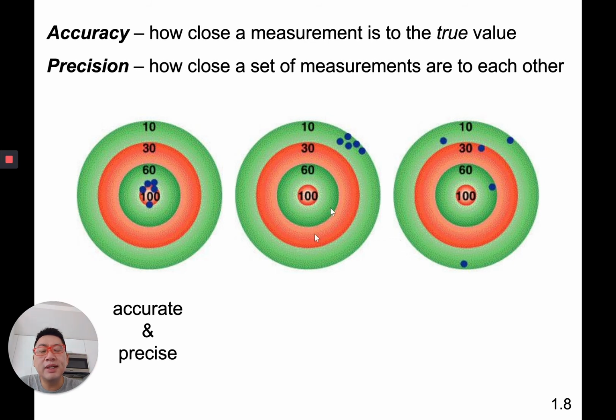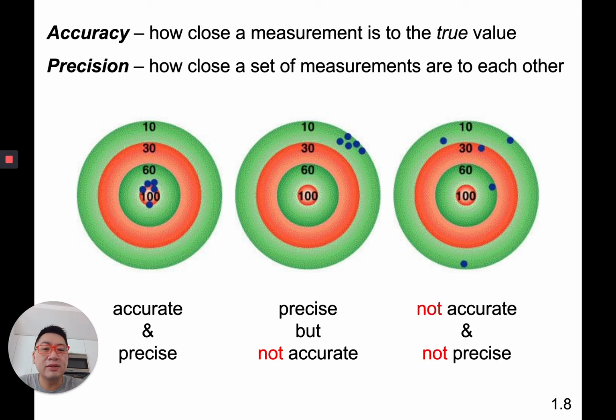Here, if this is me throwing darts, this would be precise but not accurate, because each time you got more or less the same result. Unfortunately, it's the wrong result, but you did the same thing over and over again. And the last one, which would probably be me if I was throwing darts, would be neither accurate nor precise. It's all over the place. None of them are correct.